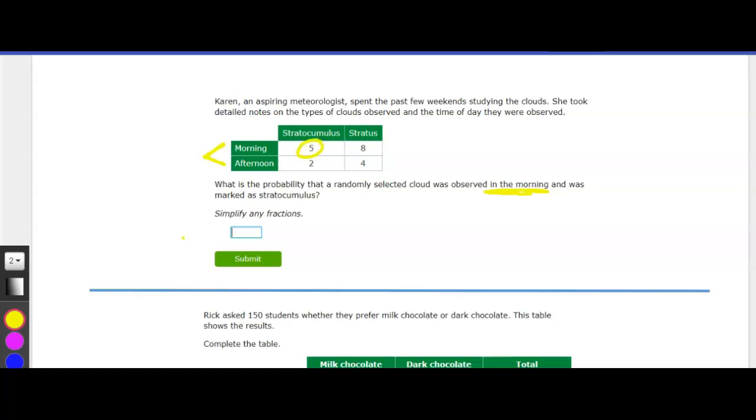So, something that I don't know if you noticed is that it didn't give you a total, like at all. So, out of all of these, there were 7 as a total for the stratocumulus. There were 12 stratus, so I can add that right here as a total.